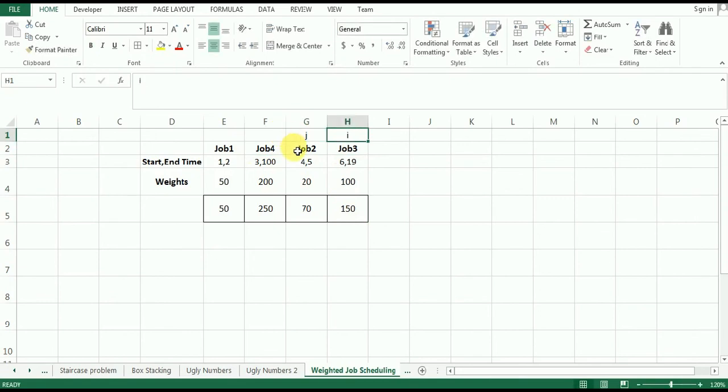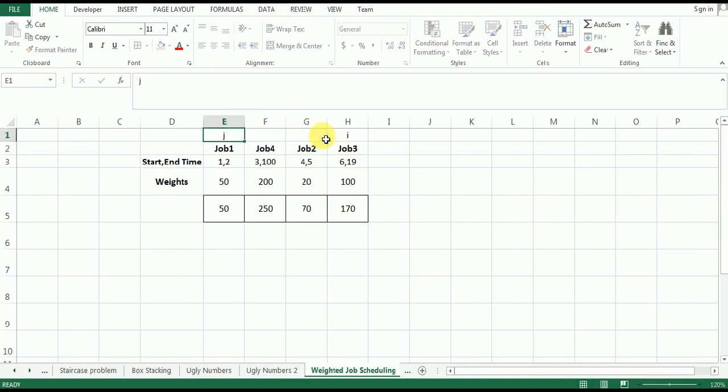Now, do job 2 and job 3 overlap? No, they don't. So this 70, which is the optimized solution of the subproblem till here, will be added to this 100. I'm going to get 170 as the answer. 170 is greater than 150, so I will replace 150 with 170, and that's it. Our iterations are now complete.